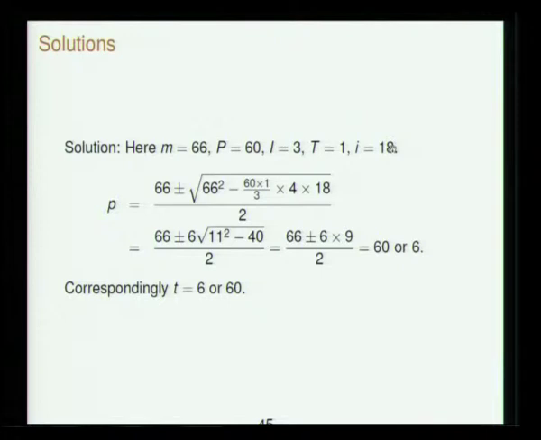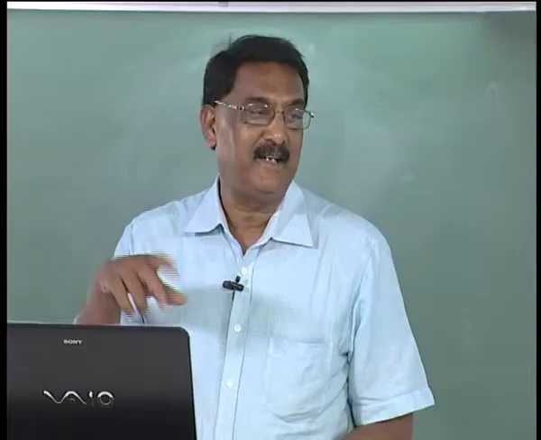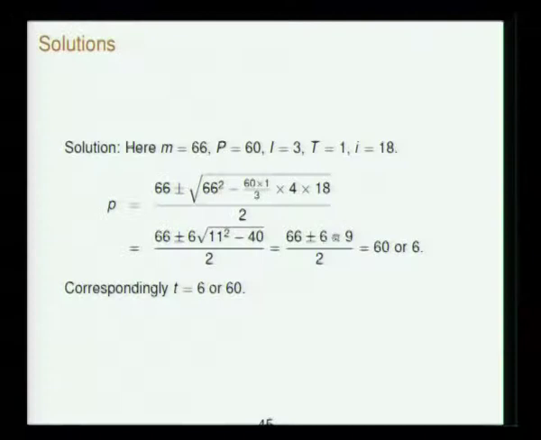okay, it is some other person, some other lending, the interest generated is given to be 18 and the time plus the principal is given to be 66. So, then what is that principal and what is that time? For that you have to use the quadratic equation, you get the solution 60 or 6, okay. So, either t is equal to 6 or 60.